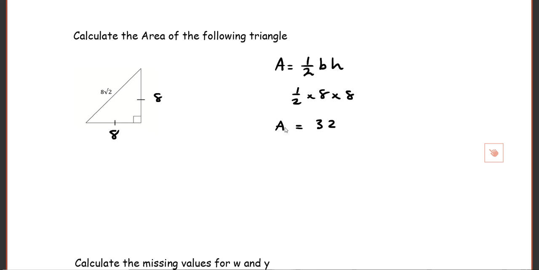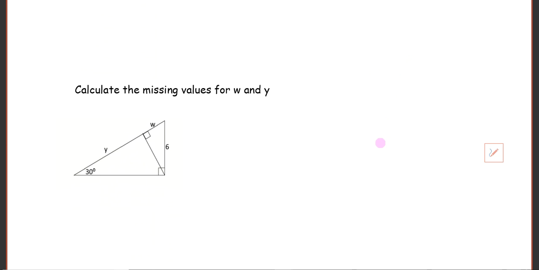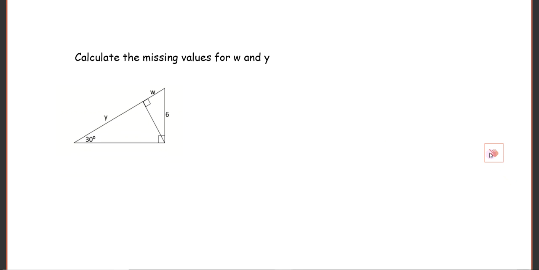32. We haven't got any units, so it would be square units, but we'll just say 32 will do. This one: calculate missing values for W and Y, same as the other ones before actually.